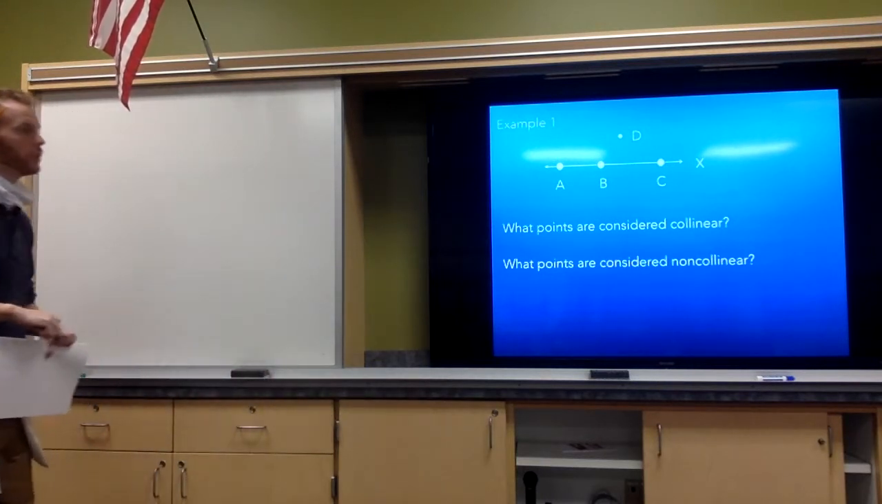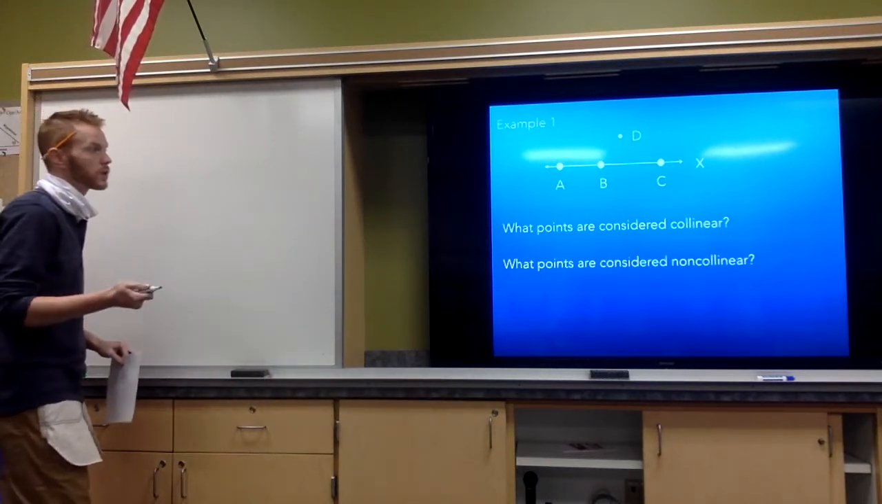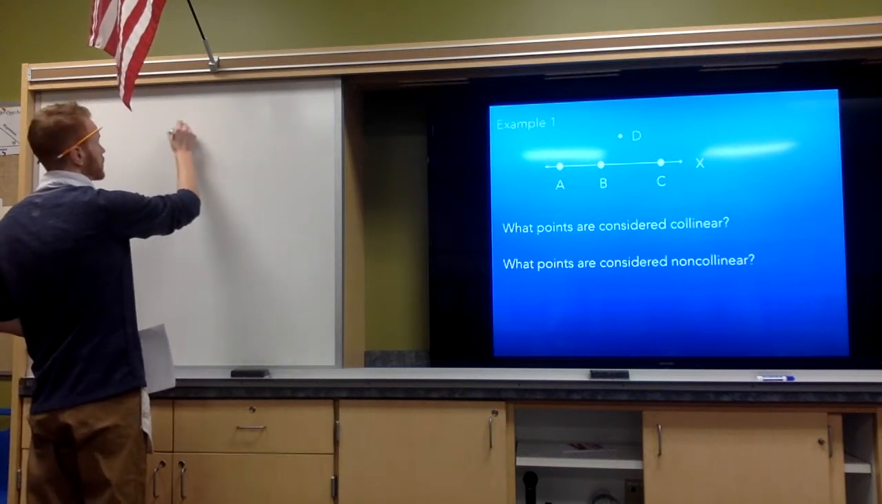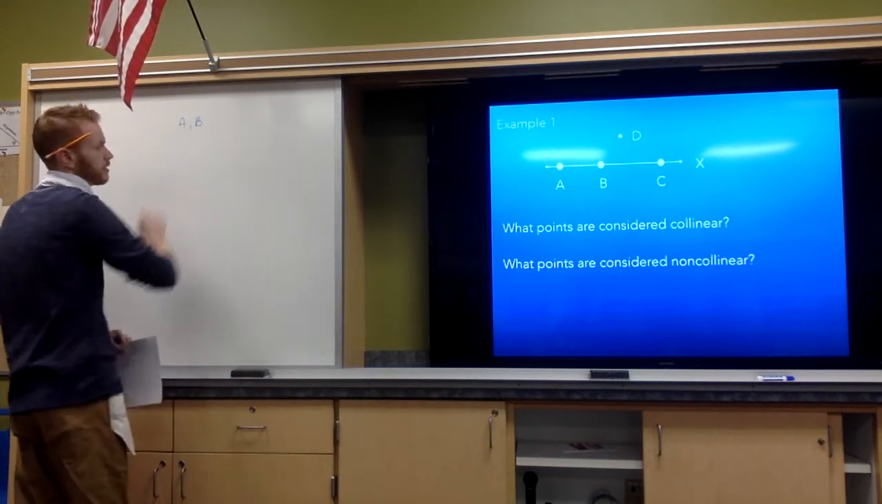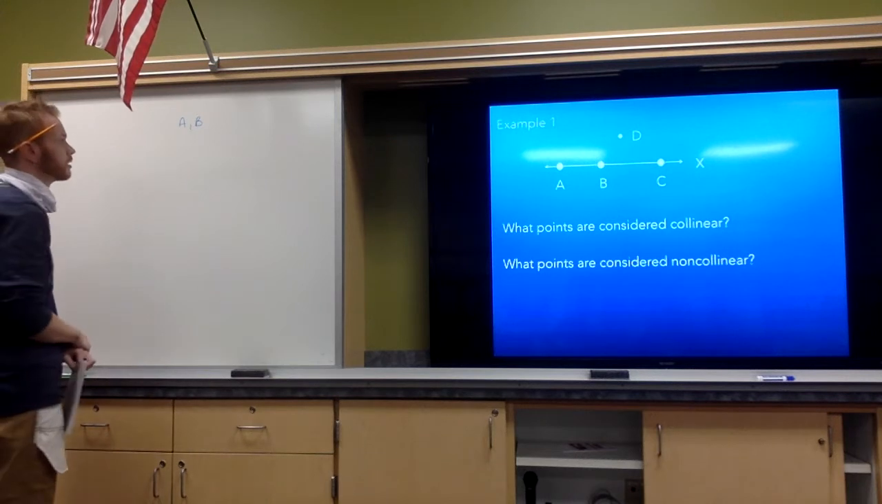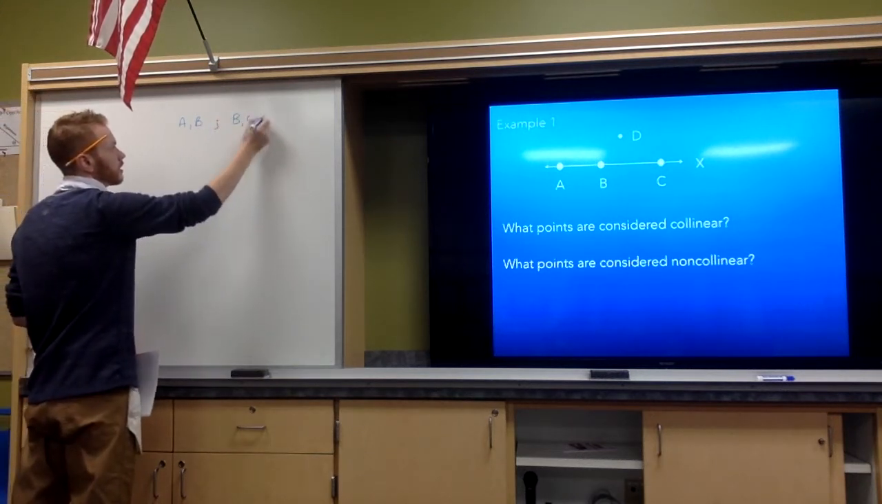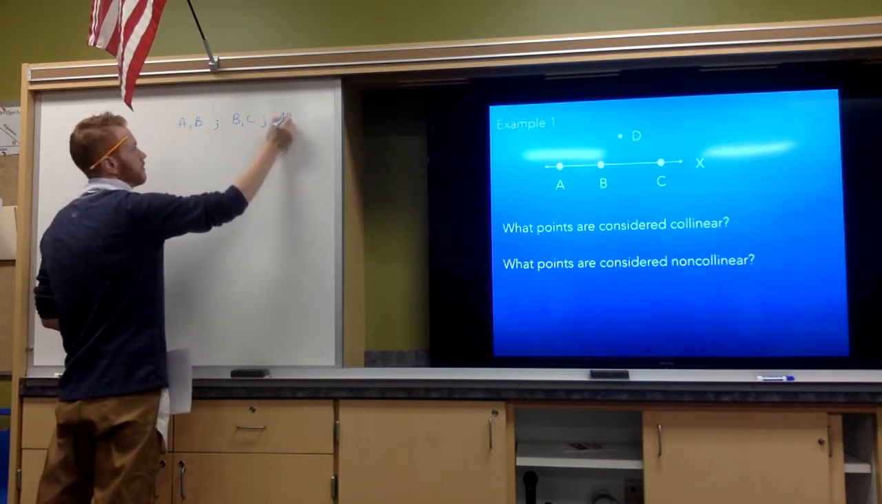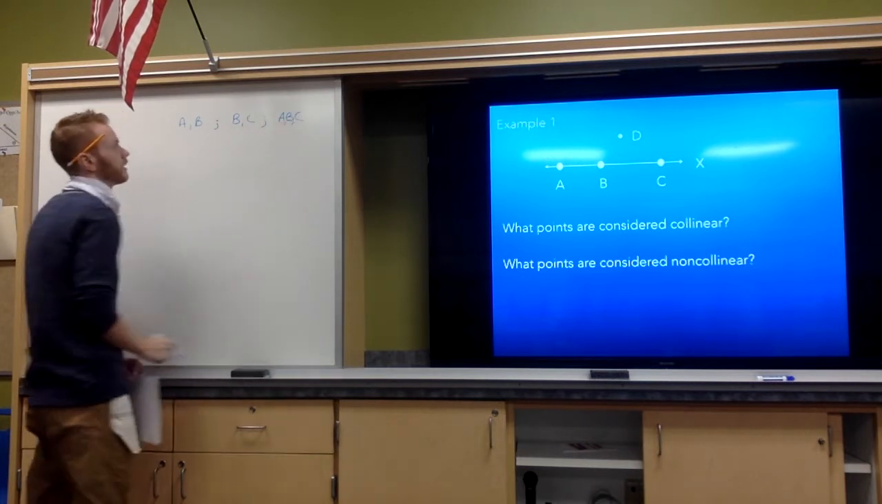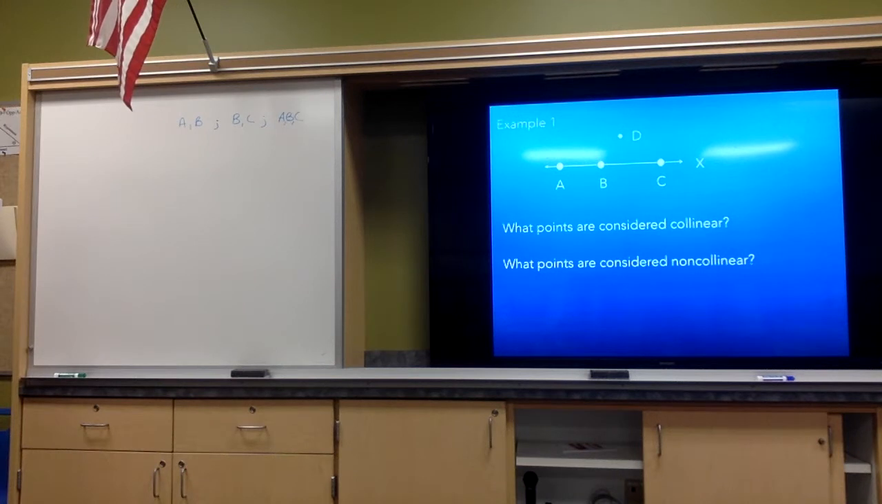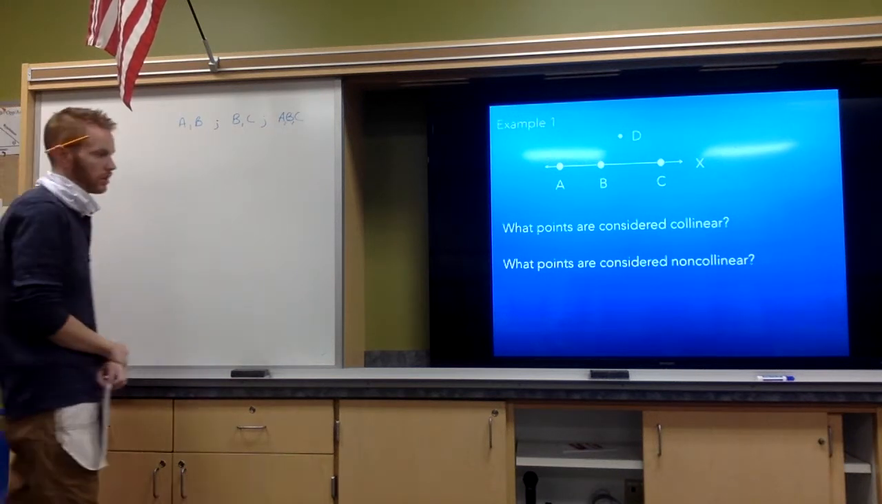What points are considered collinear here? So we want points that are on the same line. So we could say what? Points A and B, they're collinear. We can do B and C. We can name all 3 of them. Okay. A, B, and C. They're all collinear. They're on the same location.